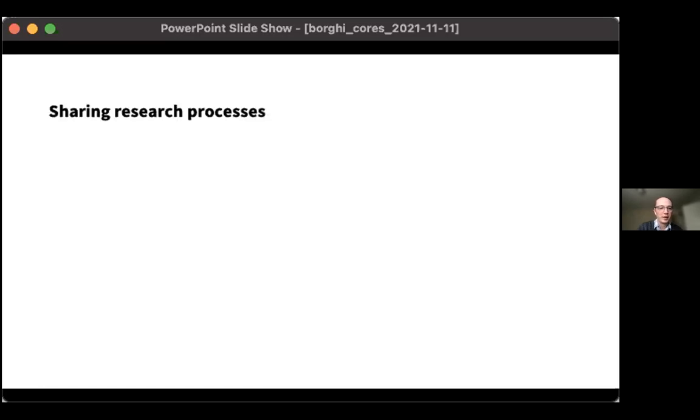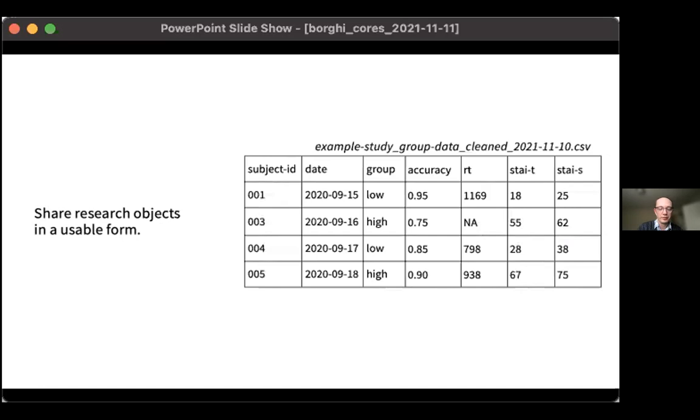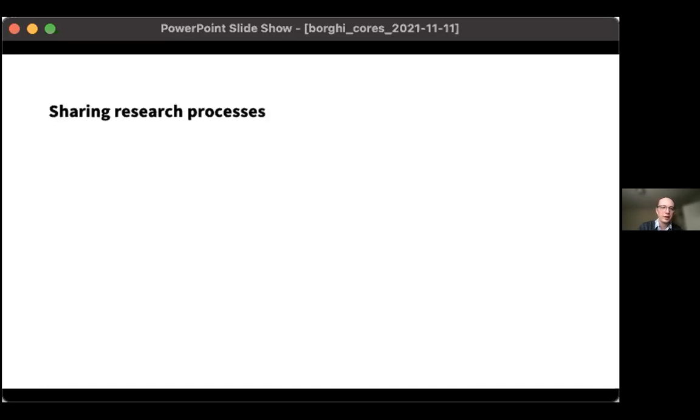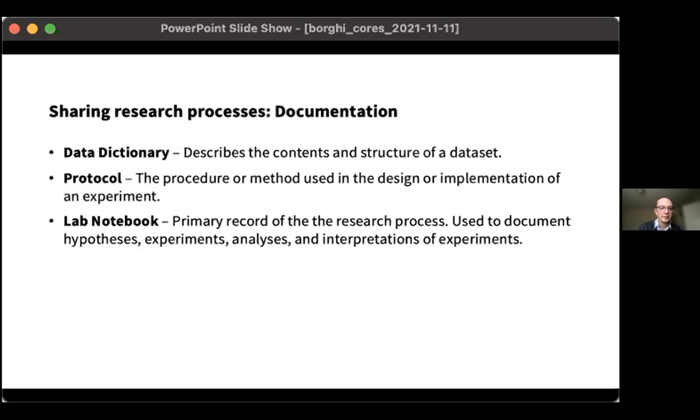And we'll talk about what else you would want to share in a second here. But I will then just move on to sharing research process. So data is part of the process, but part of why we write papers is to tell people what we've done. And there's actually a lot more we can share about that.